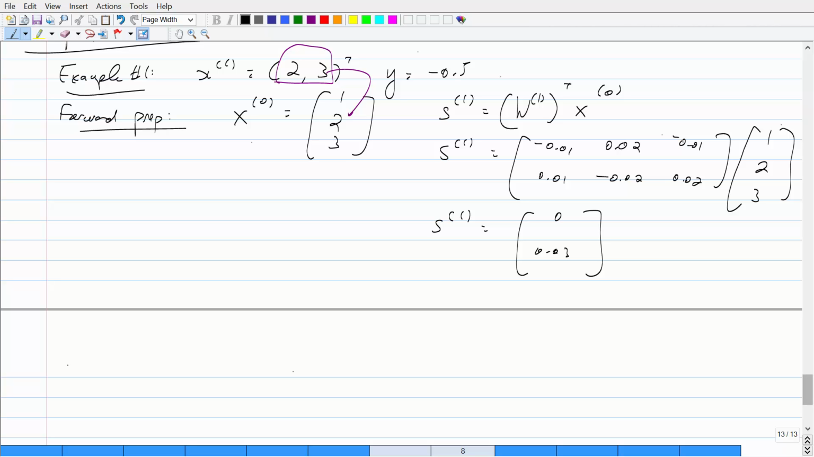Now you have to calculate the outputs that are coming out from the first hidden layer. So you append a bias unit, and then you apply the activation function to each of these elements individually.